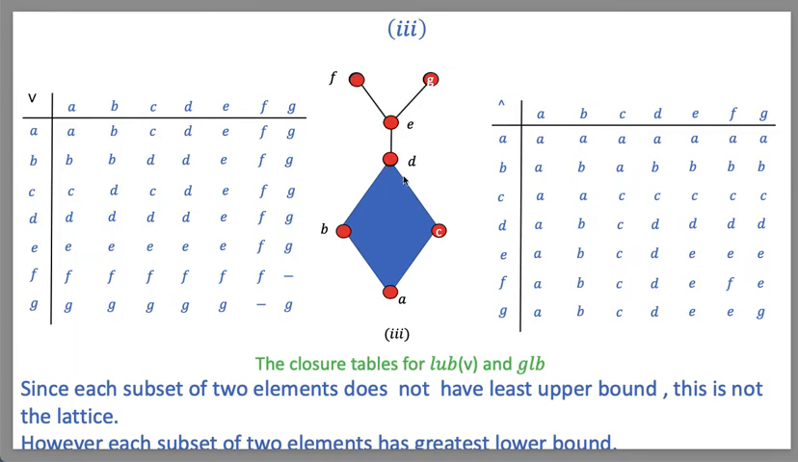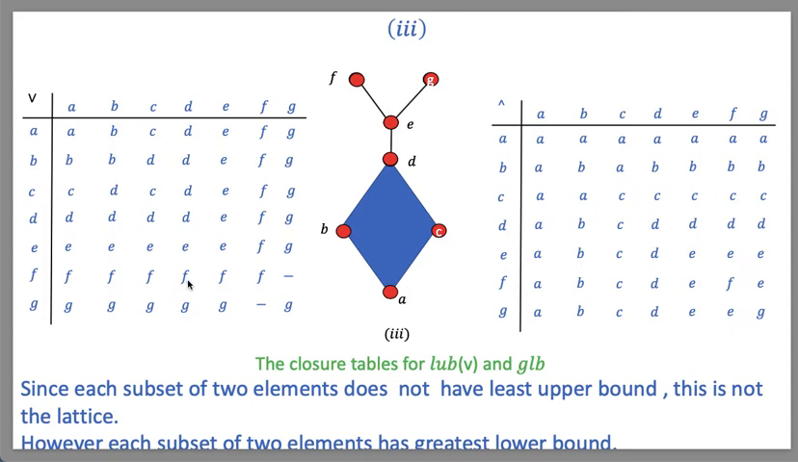Now with E, least upper bound of E and A is E. Least upper bound of E and B is E. Least upper bound of E and C is E. Least upper bound of E and D is E. Least upper bound of E and F is F. Least upper bound of E and G is G.